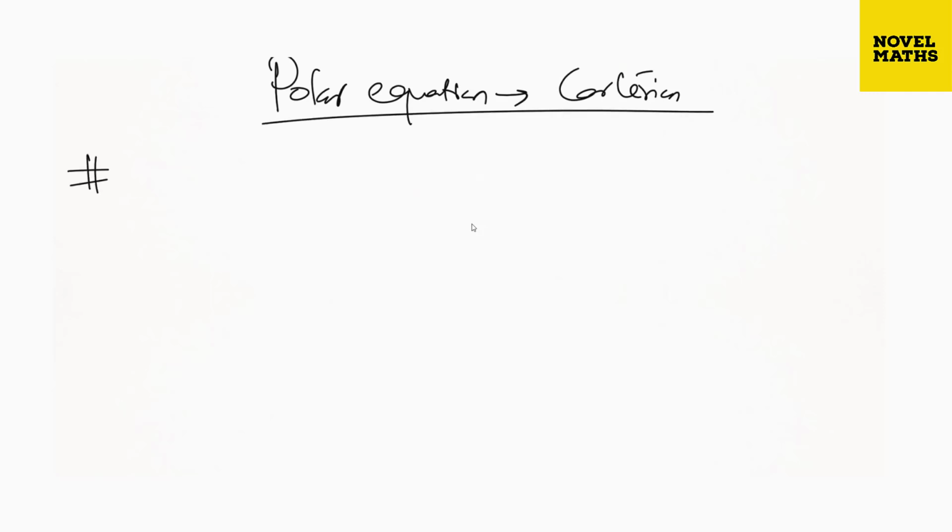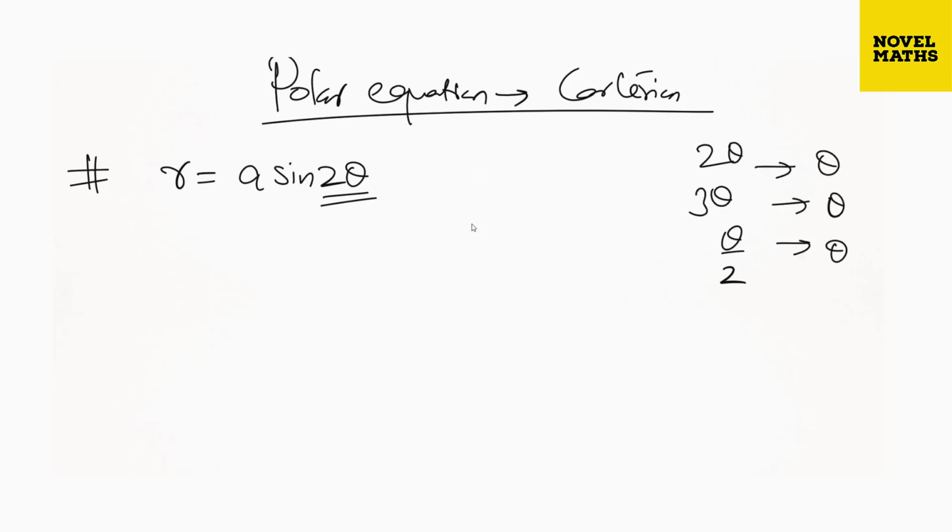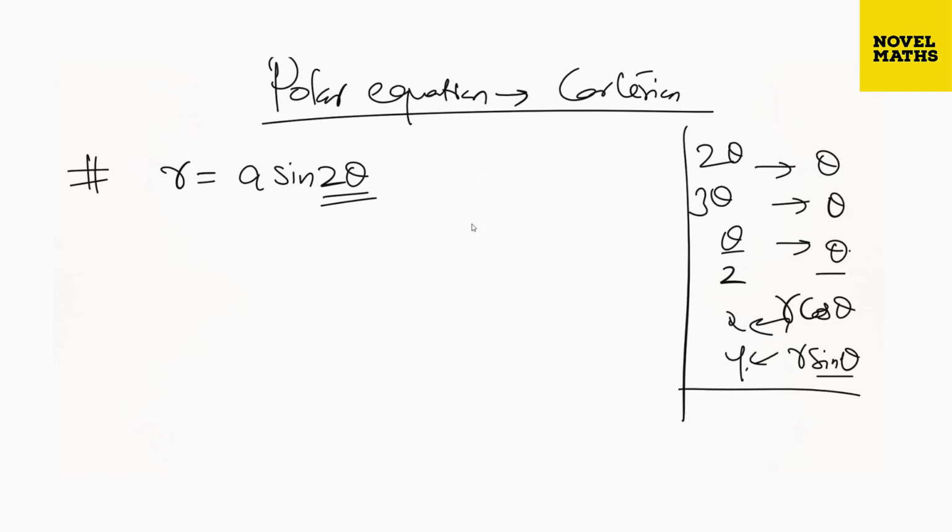This is the last section of this video, polar equation to Cartesian, and this is the most interesting portion of this video. So the first problem is r is a sin of 2 theta. As a trick, whenever you see 2 theta, 3 theta, or theta over 2, try to convert it into theta, so that you can arrange it in terms of r cos theta and r sin theta, so that you can get x and y.